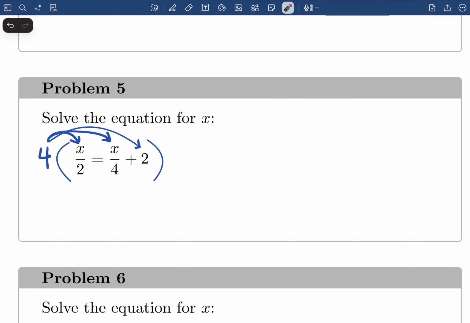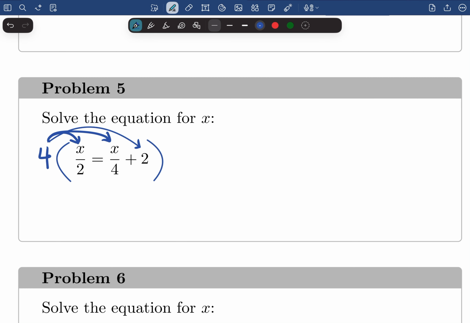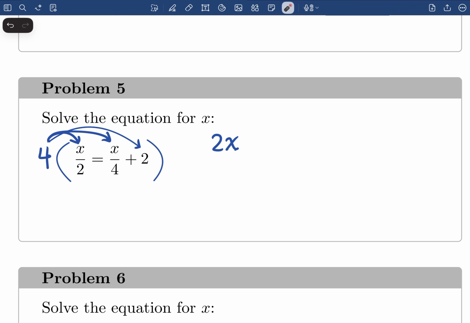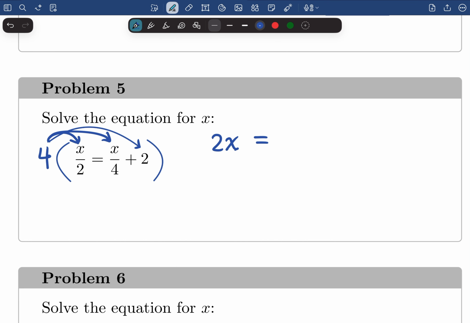Now, to do this, 4 divided by 2 is 2, right? So I'm going to take this number, divide it by the denominator, and the result I'm going to multiply to the numerator stuff. So 4 divided by 2 is 2, so I'm going to multiply this x by 2. And I'll start to write the equation 2x. Now I run into an equal sign, so I'm going to write the equal sign.